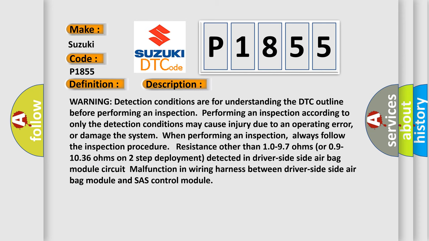Warning: detection conditions are for understanding the DTC outline before performing an inspection. Performing an inspection according to only the detection conditions may cause injury due to an operating error or damage the system when performing an inspection. Always follow the inspection procedure. Resistance other than 10 to 97 ohms, or 0.9 to 1.036 ohms on two-step deployment, detected in driver side airbag module circuit. Malfunction in wiring harness between driver side airbag module and SDM control module.